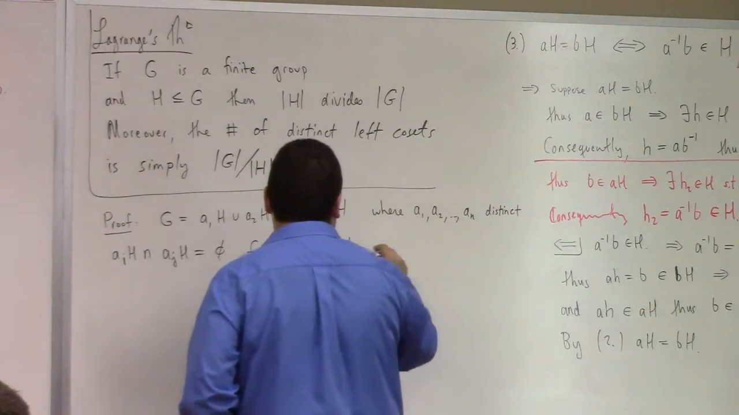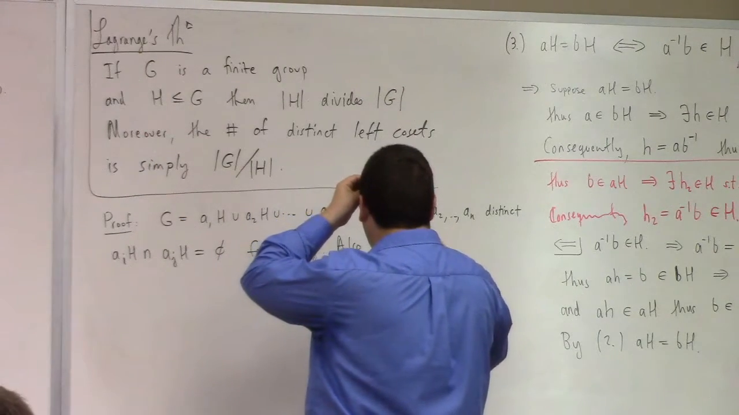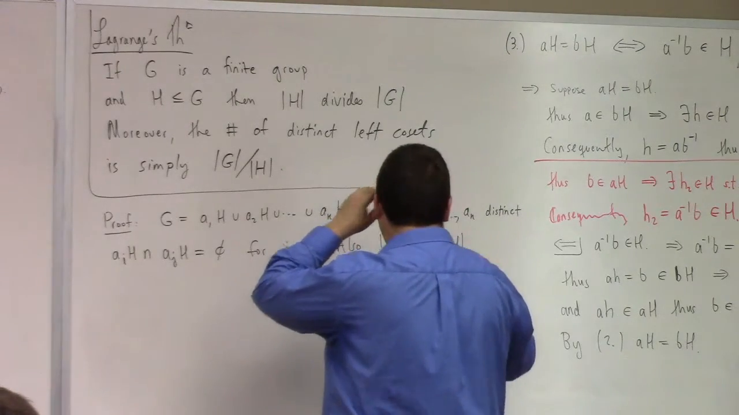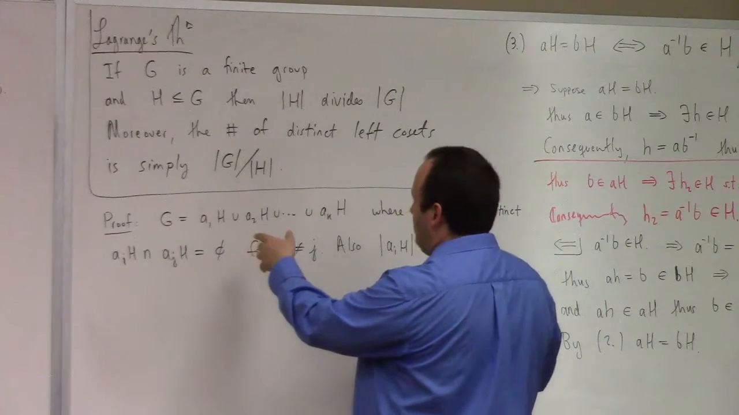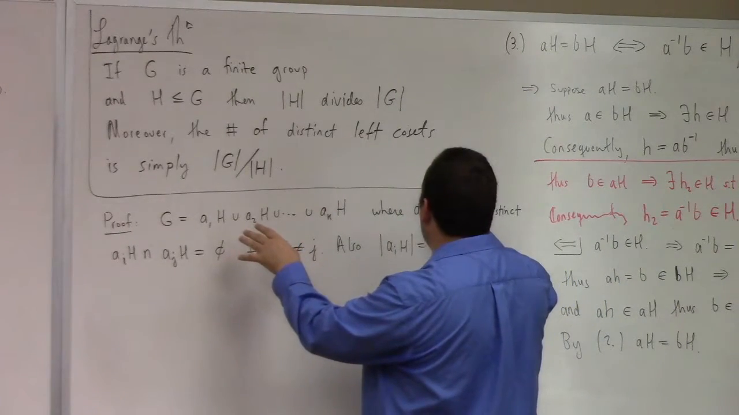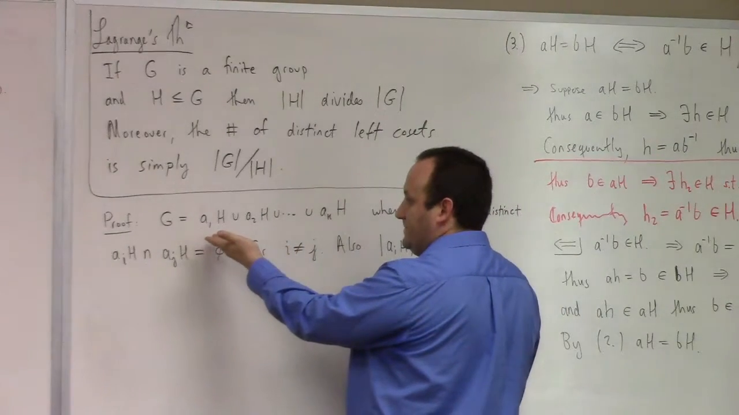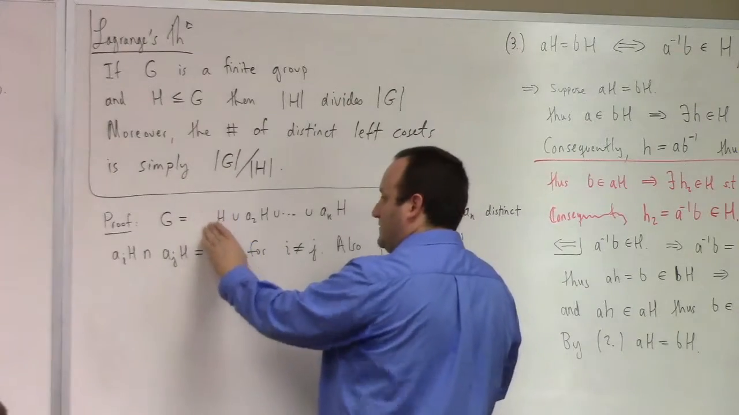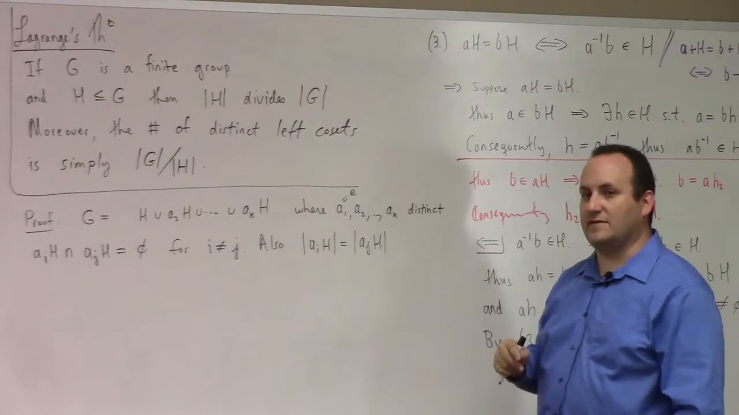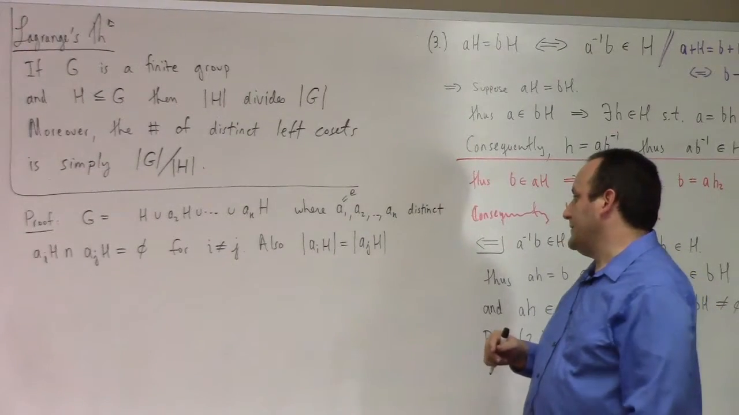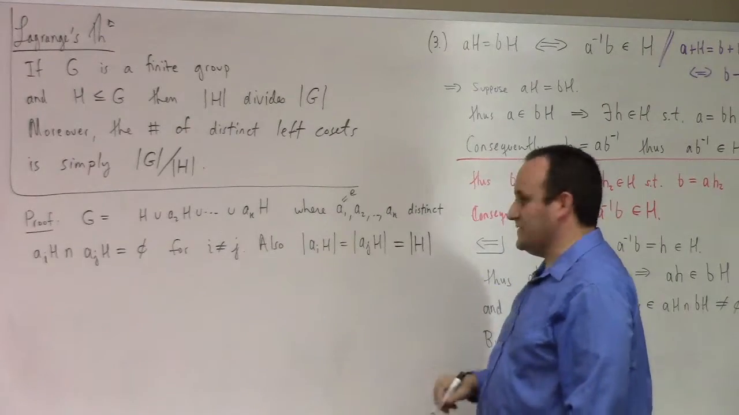Also, we know by this number 4 that the order of AIH is equal to the order of AJH. Without loss of generality, we can suppose that A1 is equal to E. If I do that, what's that make the first thing here? Just H itself. Just for the sake of making the proof more understandable, let's suppose the first thing there is the subgroup itself. So these are equal, but of course those are also equal to the size of H.